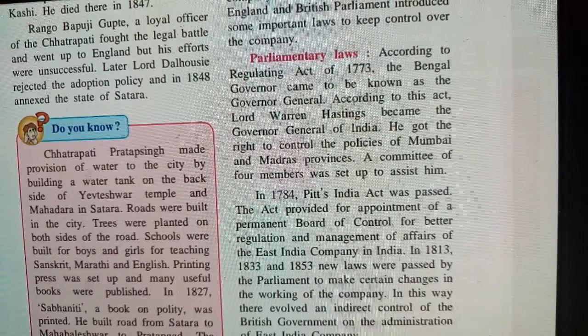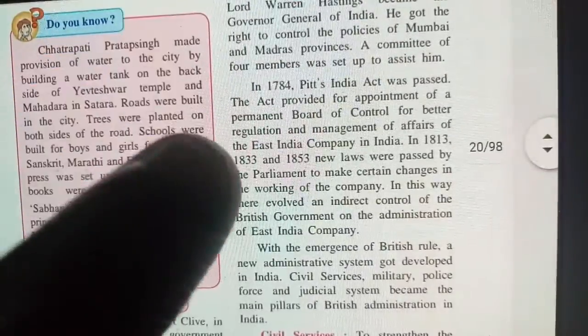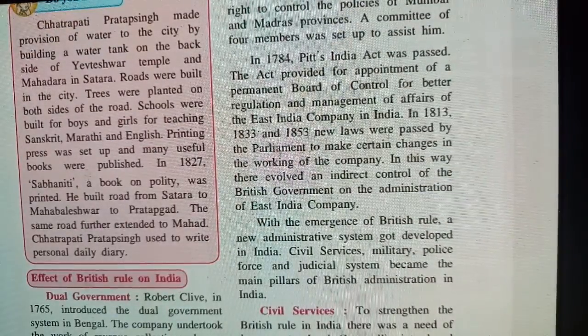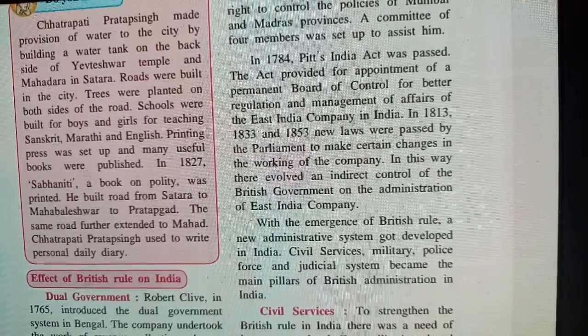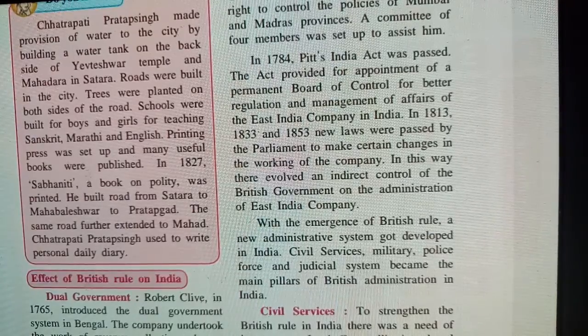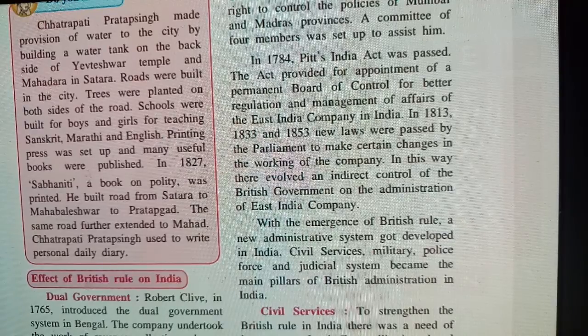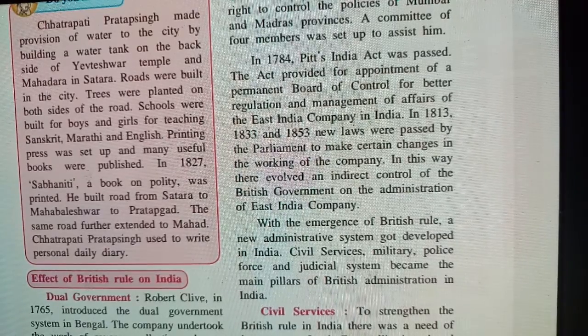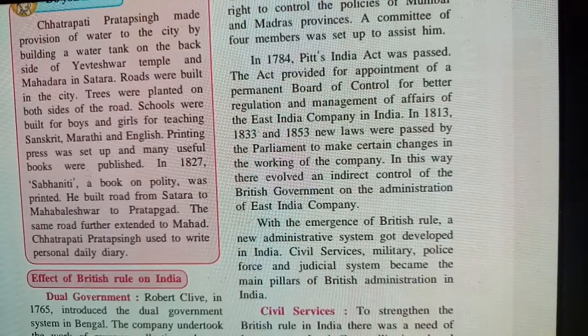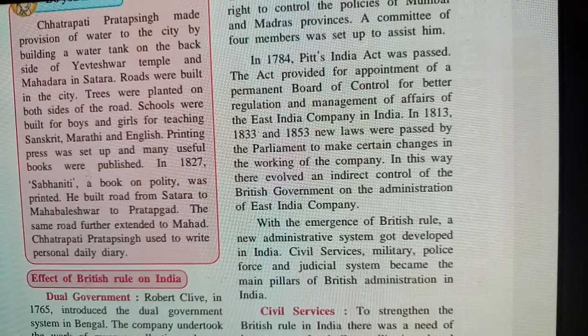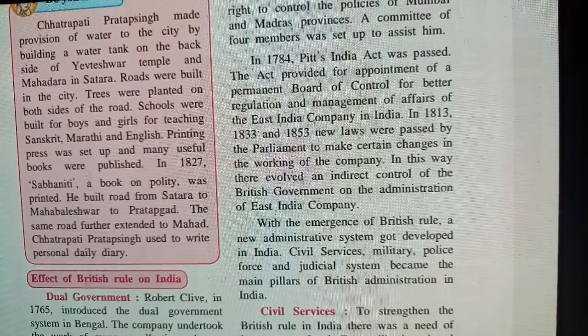A committee of 4 members was set up to assist him. In 1784, Pitt's India Act was passed. The act provided for the appointment of a permanent Board of Control for better regulation and management of affairs in the East India Company. So the East India Company was regulated by the Board of Control of the Pitt Act. They had people to look after the East India Company, and whatever happened, they had to implement rules and regulations.